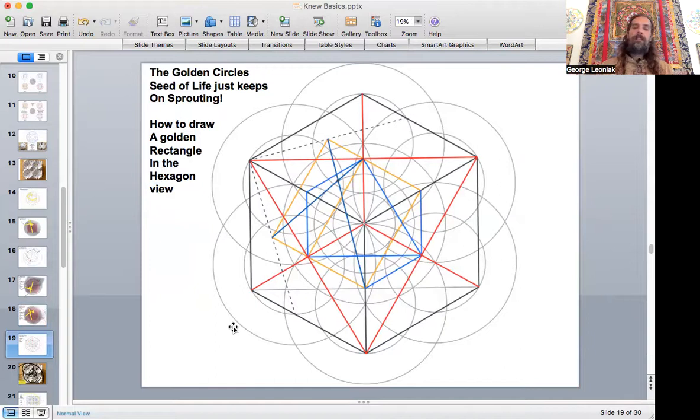Here's the drawing, and I guess the real point is that the sacred geometry gets you into this contemplative state. It gets you asking these types of questions, because this is all going to mean something in a little bit. I just haven't gotten there yet.